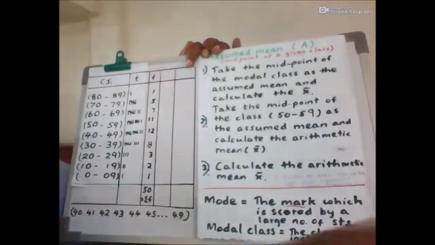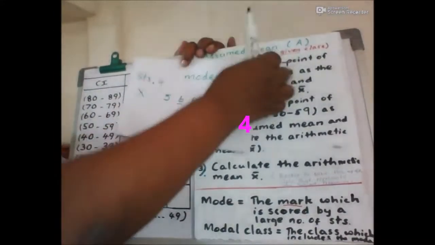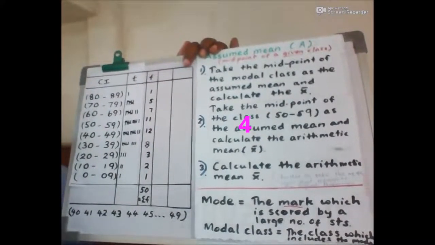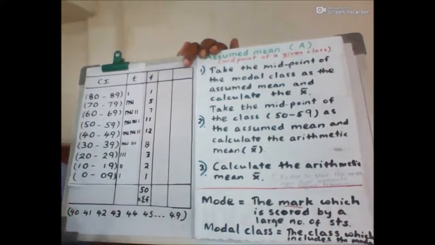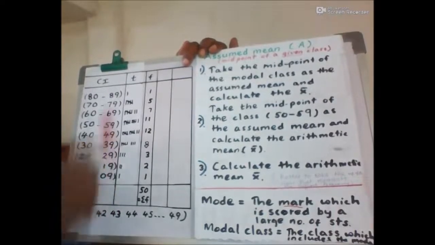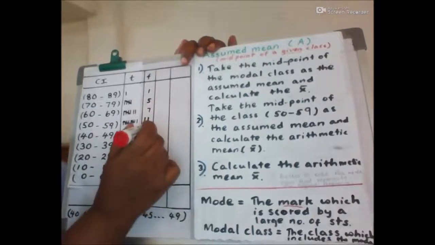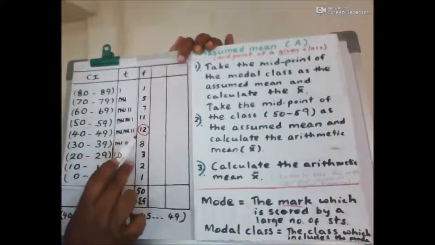Now, if we consider the group marks, how can we get the large number? We have to find the large number of students who have scored a particular mark. That mark is the mode. Here, if we go to this frequency column, what's the largest number? The biggest one is 12. Circle it. Is this the mode?